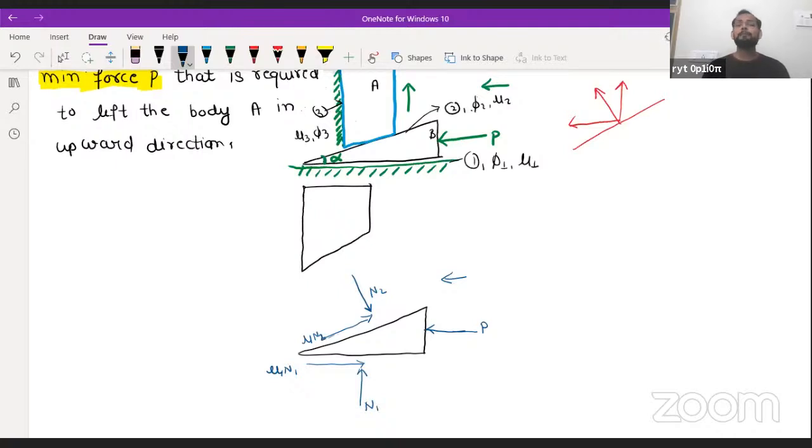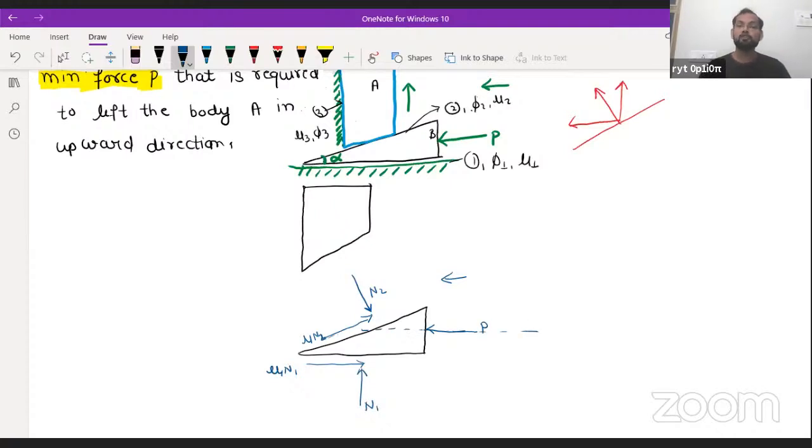In the problem of wedges, we will not deal with the friction forces and the normal reaction separately. We always deal with the contact force. Now, what is the contact force? Contact force is nothing but the resultant of the friction force and the normal force. So, as you know, friction is acting in this direction, normal reaction is acting in this direction. And this is the line of action of this force P.